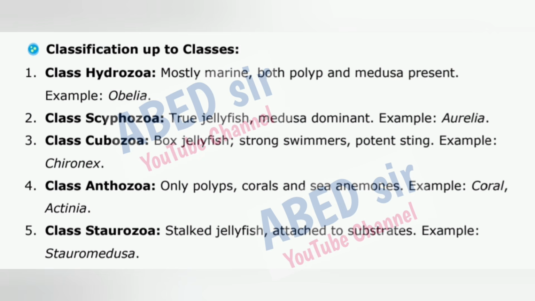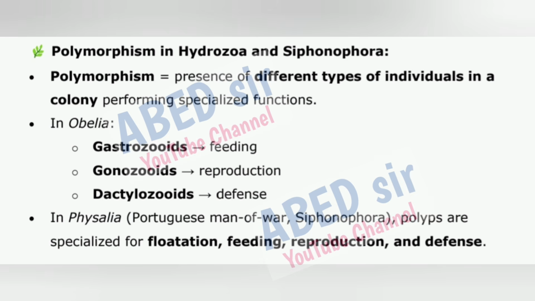Example, Chironex. 4. Class Anthozoa: only polyps, corals and sea anemones. Example, coral, Actinia. 5. Class Staurozoa: stalked jellyfish, attached to substrates. Example, Stauromedusa. Polymorphism in Hydrozoa and Siphonophora.